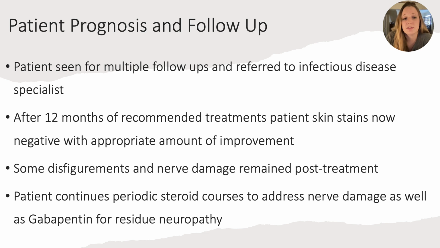The patient prognosis and follow-up testing. The patient has been seen for multiple follow-ups and referred to infectious disease specialists as well. After 12 months of the recommended treatments, the patient's slit skin smears now appear negative and have had the appropriate and expected amount of improvement. As mentioned, some disfigurements and nerve damage will remain post-treatment. The patient does continue periodic steroid courses to address nerve damage and nerve pain, and gabapentin for any residual neuropathy.